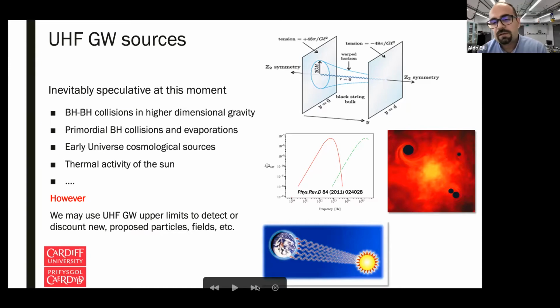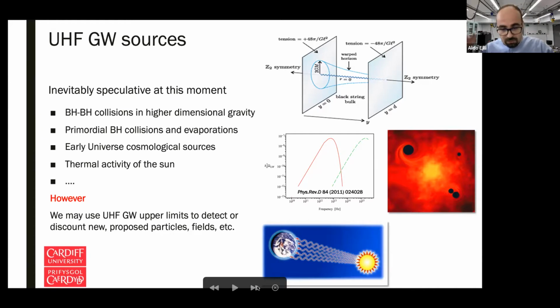Other sources that can fall in this region of ultra high frequency gravitational waves can also be primordial black holes that have evaporated in the early universe. So I'm talking about masses below 10 to the -8 gram. These primordial black holes evaporated due to Hawking radiation, and as they did, they generated ultra high frequency gravitational waves as a background in our universe today. Also, in the early universe, we have cosmological sources.